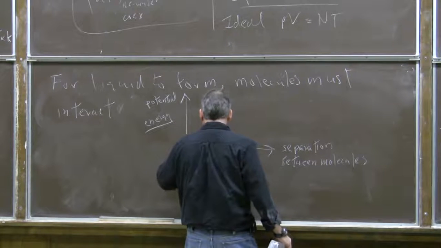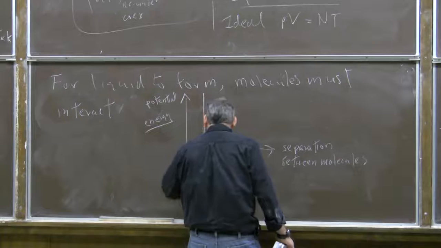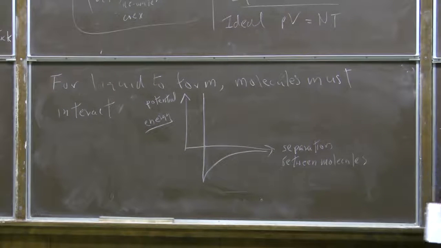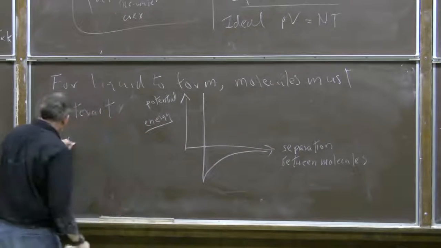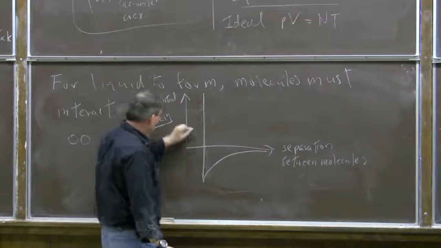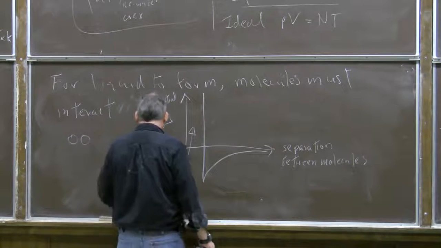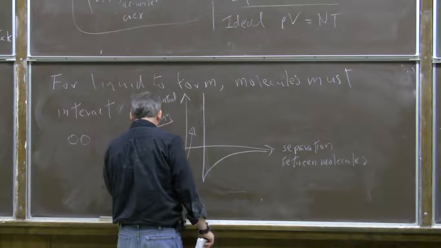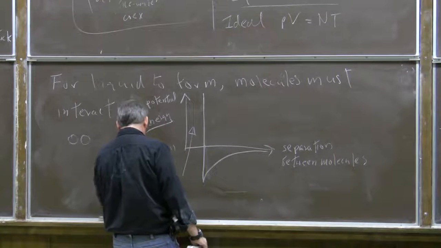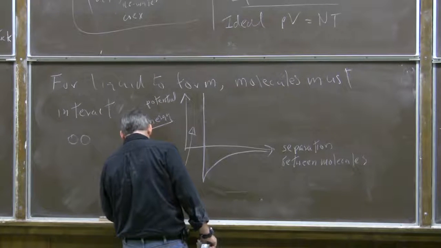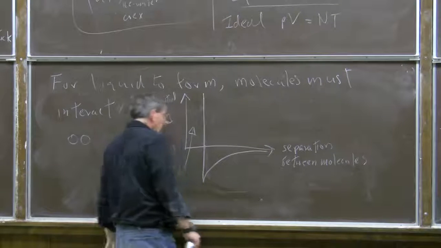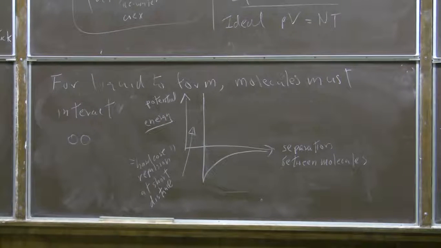Well, I'll make it actually a vertical line. So we'll suppose that there's a hardcore interaction. When you try to push molecules very close together, they bump into one another and you can't squeeze them anymore. So there is a hardcore repulsion at short distance. So we can't compress the molecules indefinitely. Eventually they're pressing up against one another.